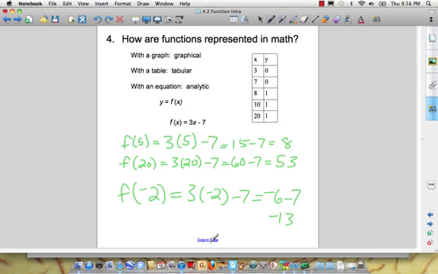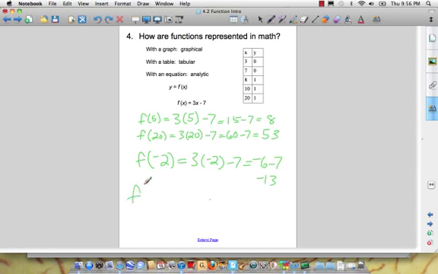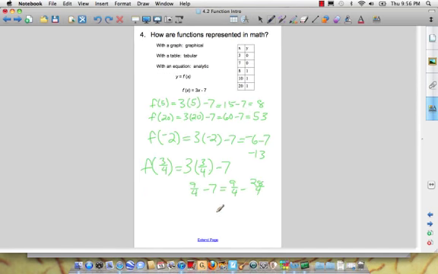You could even plug in a fraction, f of 3/4. Well, 3 times 3/4 minus 7, or 9/4 minus 7, or 9/4 minus 28/4, or 9 minus 28. 28 minus 9 is 19, but this is the reverse order, so negative 19/4. Okay, I did that kind of fast. Hope I didn't make a mistake.